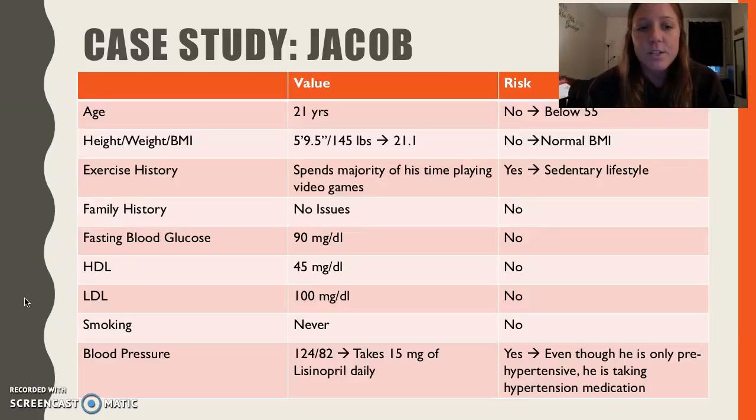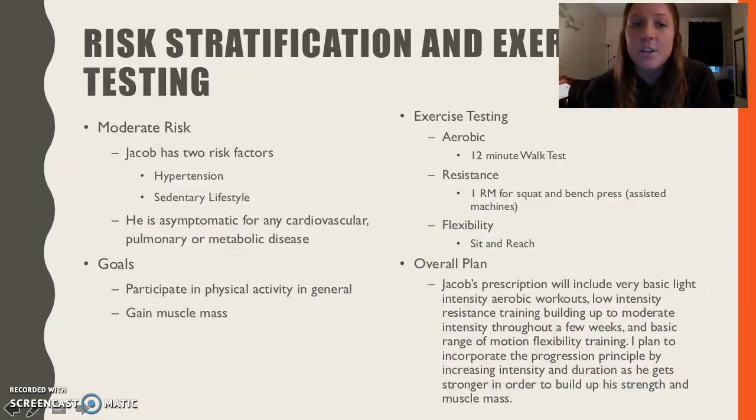He never smoked, and his blood pressure is 124/82. However, he is taking 15 milligrams of lisinopril daily. So even though his blood pressure is only in the prehypertensive stage, he's on medication, so it's still a risk factor. After the stratification, I came to the conclusion that Jacob is moderate risk. He has 2 risk factors, hypertension and sedentary lifestyle, but he is asymptomatic for any cardiovascular, pulmonary, or metabolic disease, so he's under moderate. His goals include participating in physical activity in general, as well as gaining muscle mass.